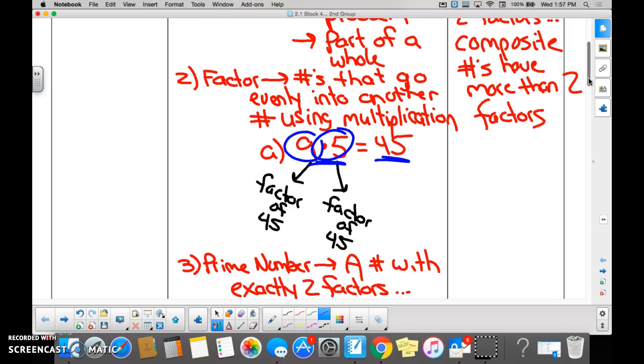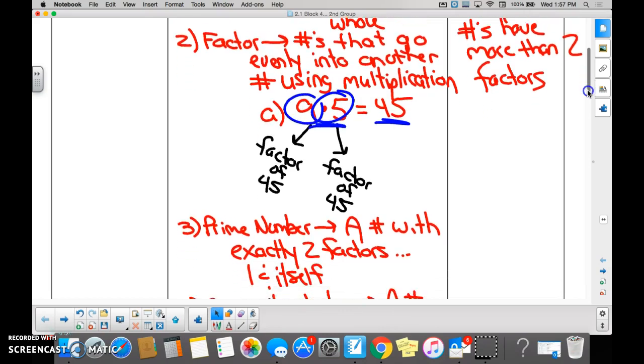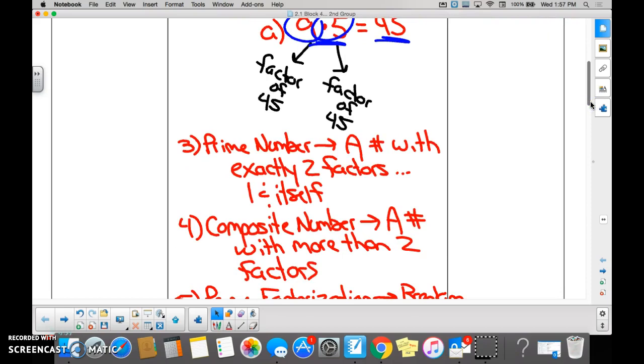Okay. A prime number has how many factors, everybody? 2. A prime number has exactly 2 factors. Exactly 2. What are they? One and itself. So any number that has 2 factors, the number 1 and itself, is a prime number.